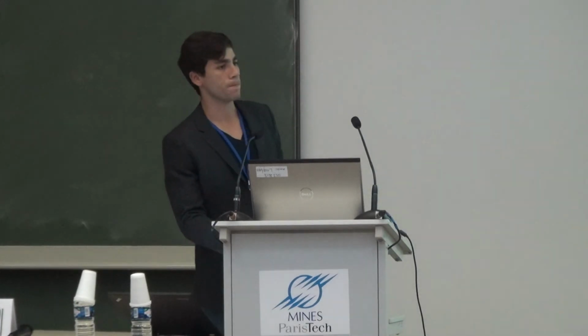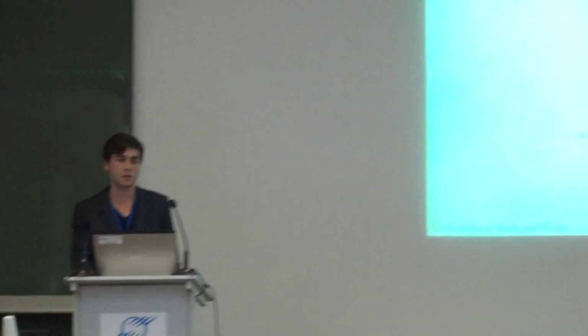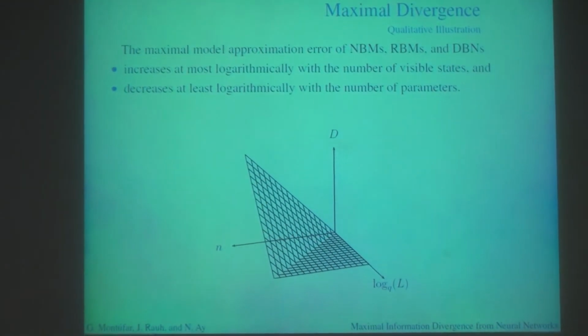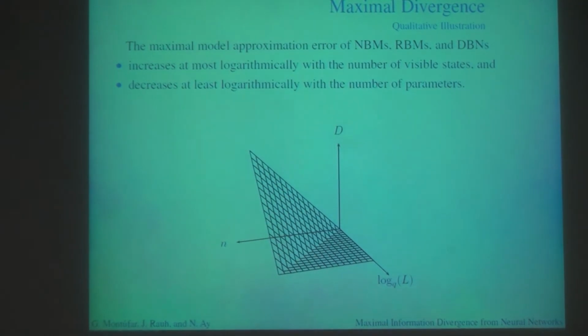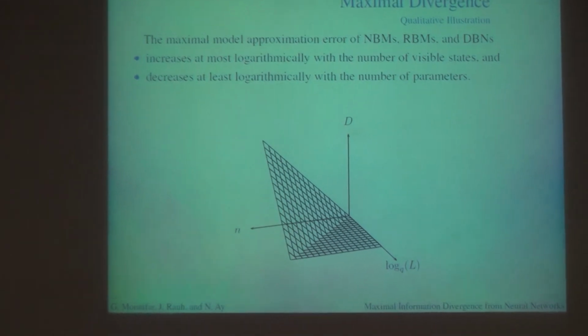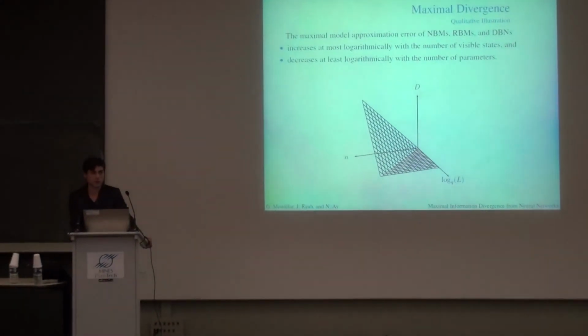We have a more general result for where the units don't have to take all the same number of states. Okay, here is a qualitative illustration of these results. We have that the maximum model approximation errors of naive Bayes models, restricted Boltzmann machines, and deep belief networks all increase at most logarithmically with the number of visible states. That is, when all the visible units have the same number of states, it increases with the number of units. And it decreases at least with the logarithm of the number of parameters, basically, so in a large scale.